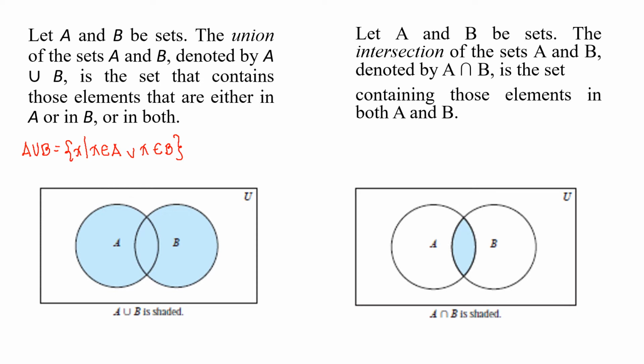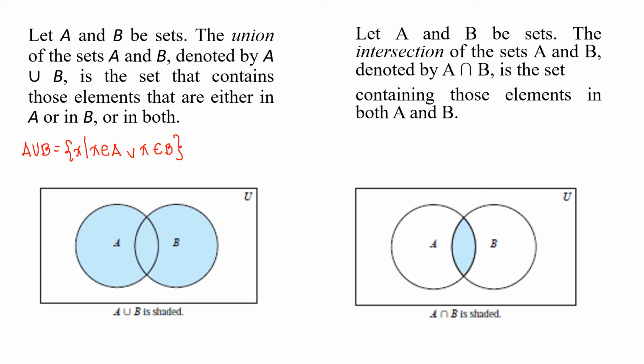Another concept that we need to clarify: let A and B be sets. The intersection of the sets A and B, denoted by A ∩ B, is the set containing those elements in both A and B. In other words, an element x belongs to the intersection of the sets A and B if and only if x belongs to A and x belongs to B.